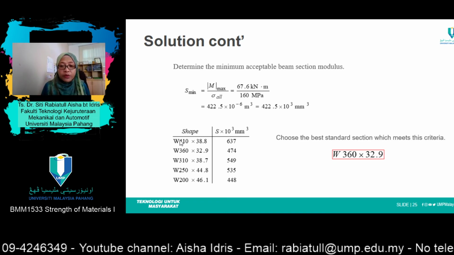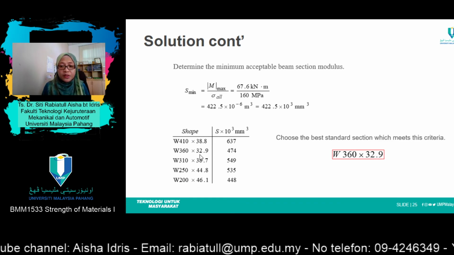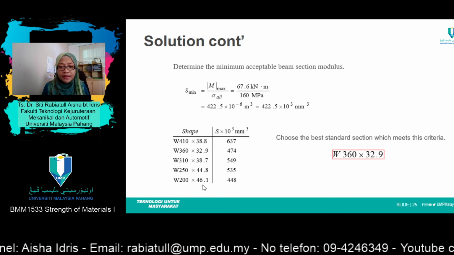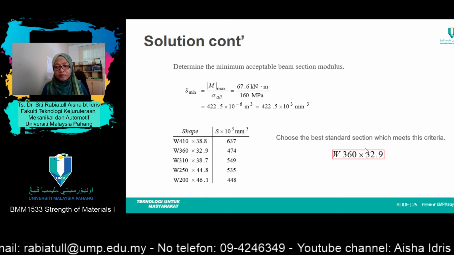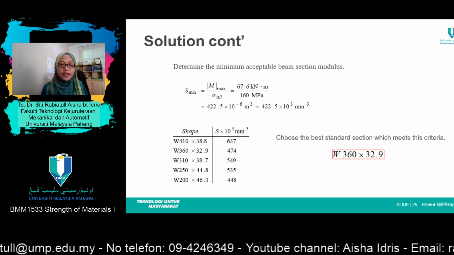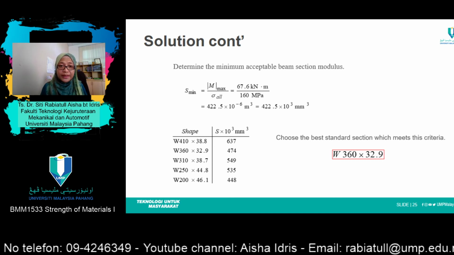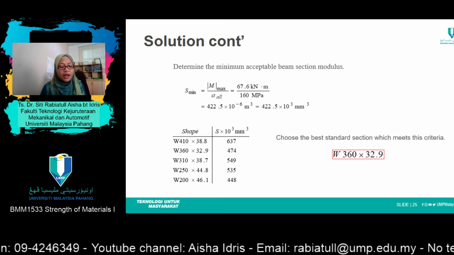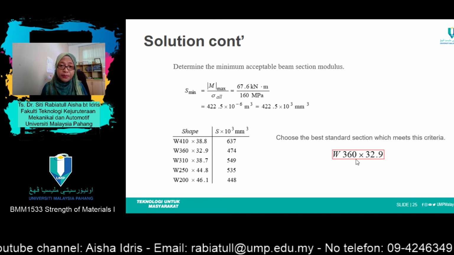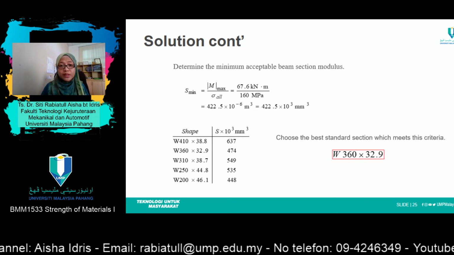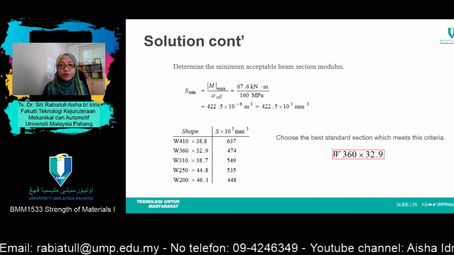However, if you refer to the shape, this is the shape and this side is actually its weight. So this one, 32.9, is lighter than 46.1. Therefore, that's why we chose this type of beam. Because in any type of design, weight also needs to be considered, because after all, costing does matter. So the lighter it is, the cheaper it will be. Otherwise, you are going to have a higher cost to design the beam.